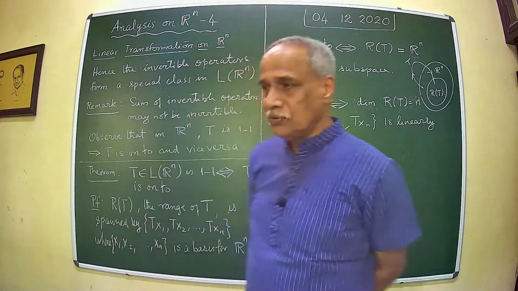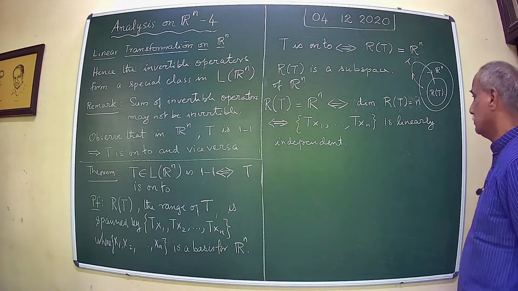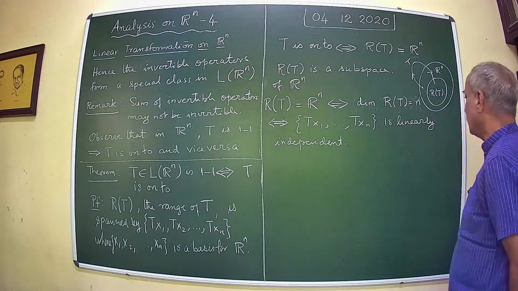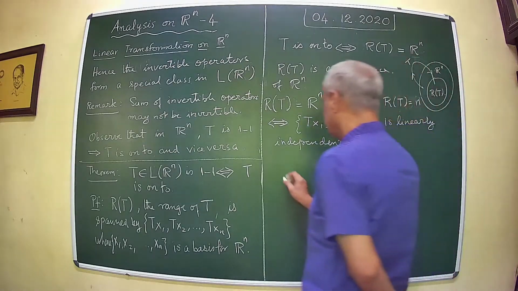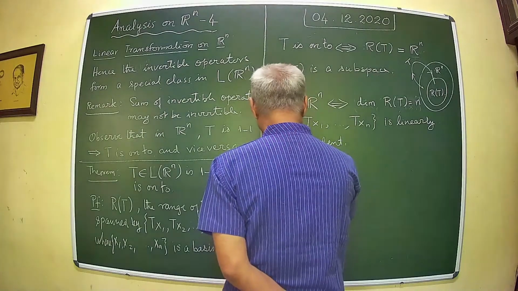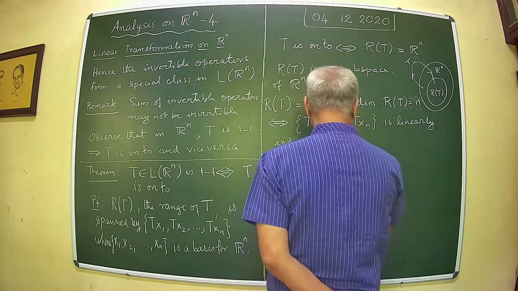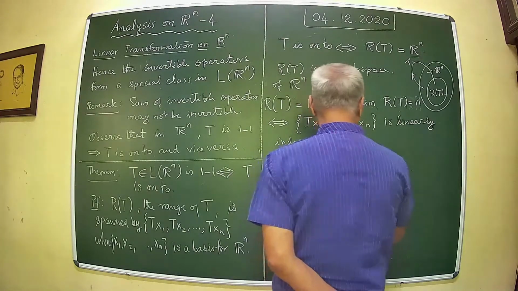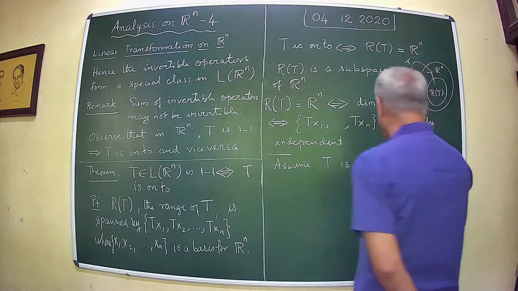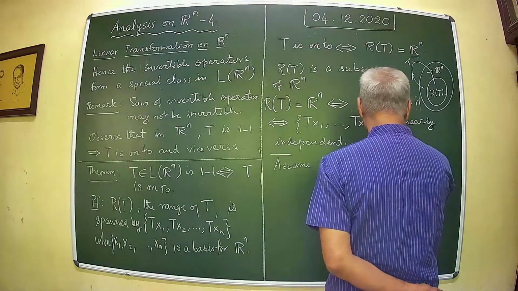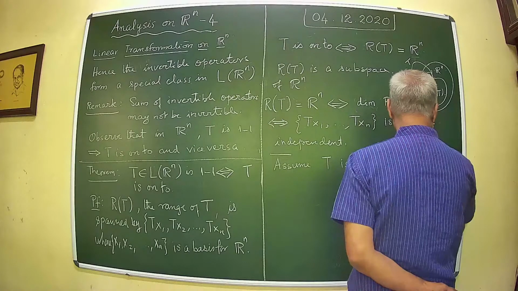So if you have T 1 to 1, then you want to show that this is linearly independent. So we assume, okay, the proof starts here. T is 1 to 1, and this is equivalent to Tx equal to 0 implies x equal to 0.